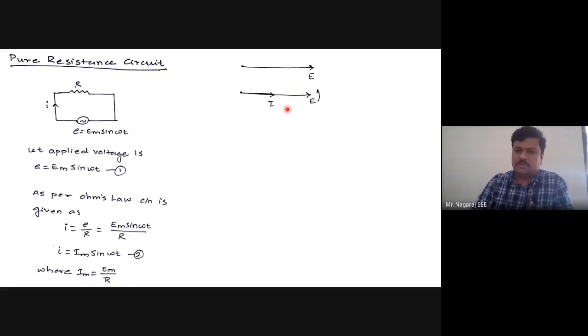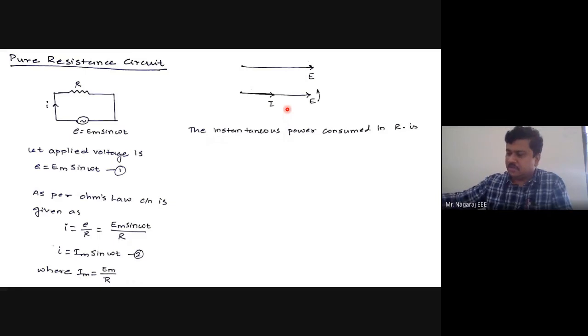Next, what is the power consumed? The instantaneous power consumed by the circuit is simply E into I, that is, voltage into current.